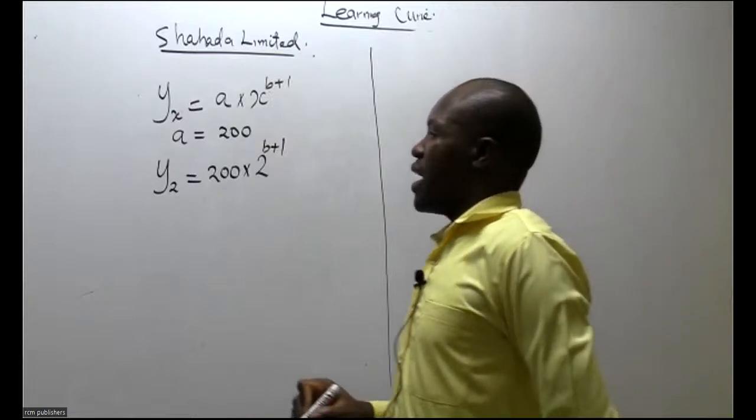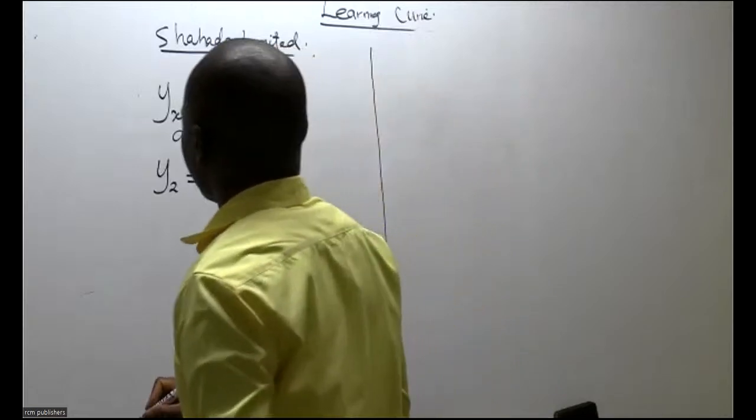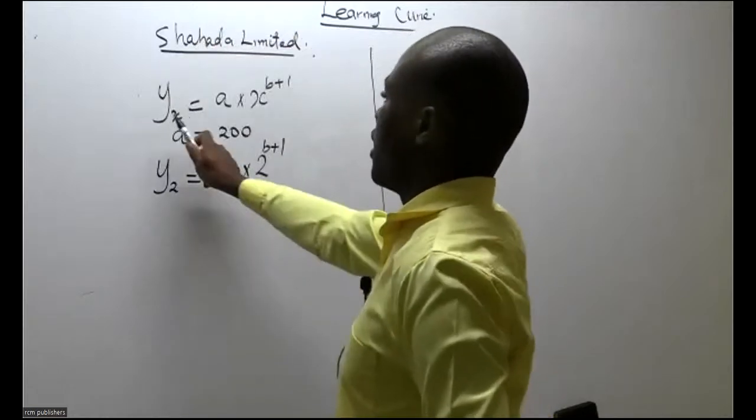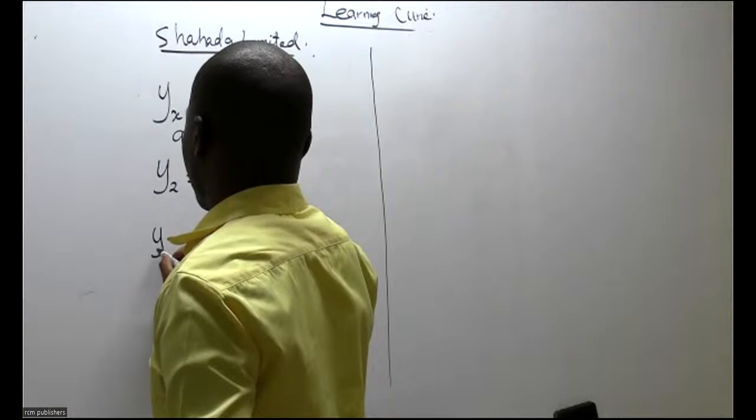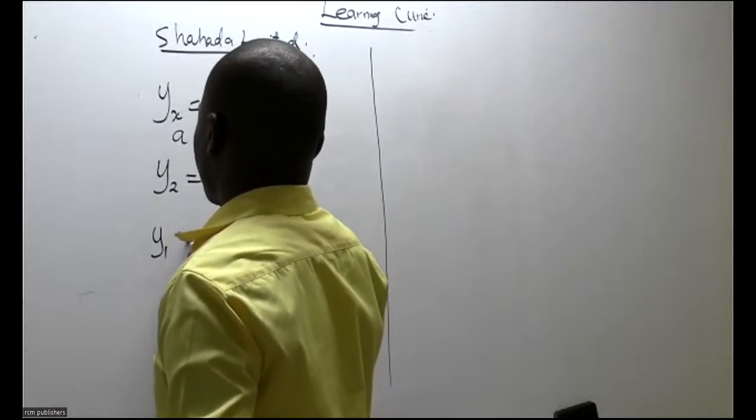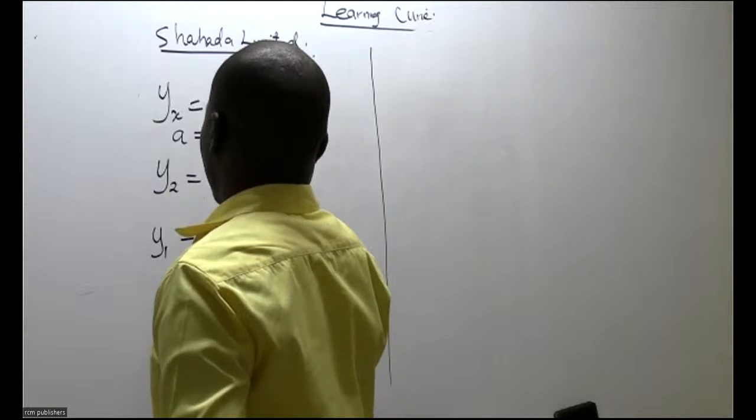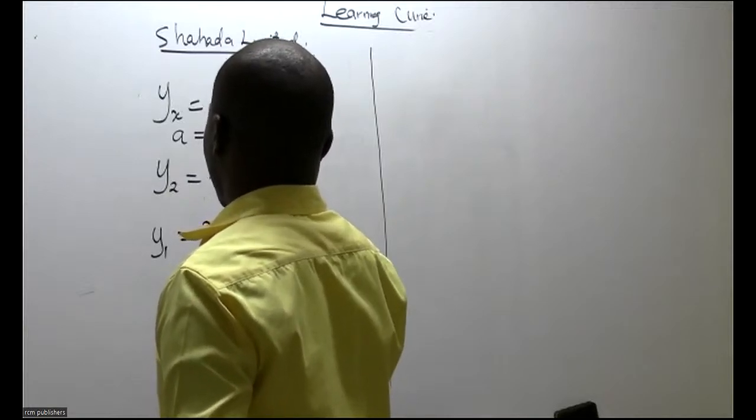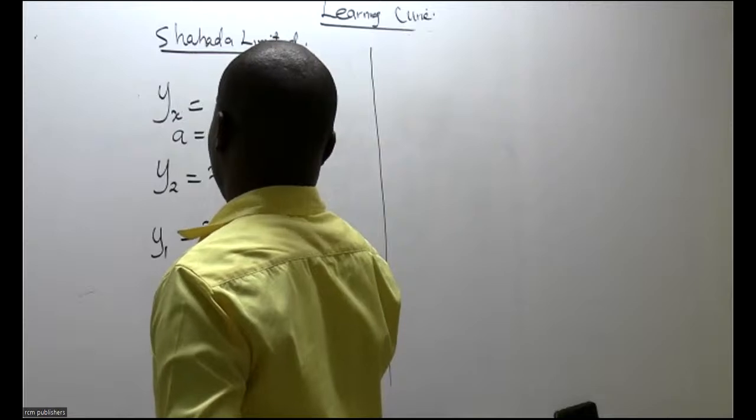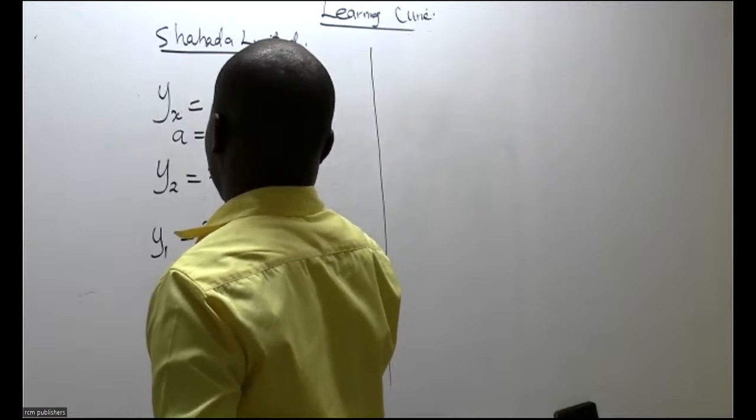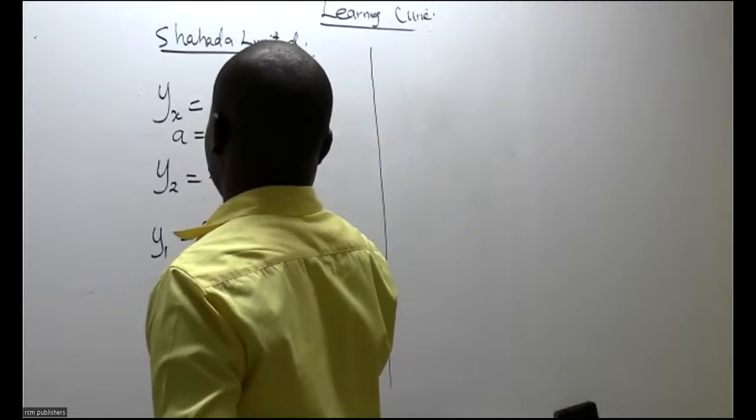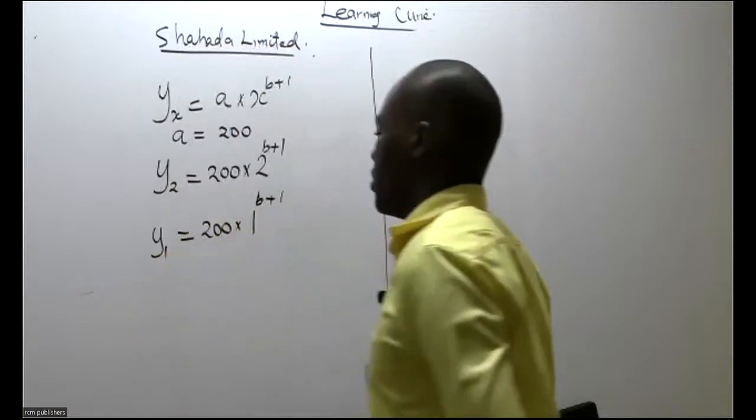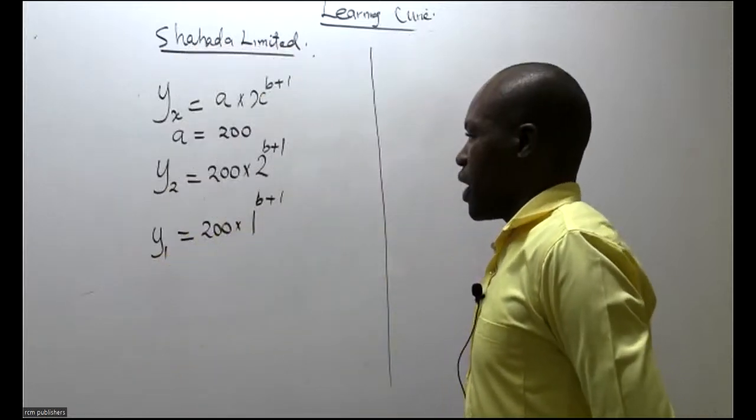So look at the function here. What is our Y? I want to ask you a simple question. Y, when X is 1, is basically equivalent to A, the time to produce the first unit, multiplied by 1, raised to the power B plus 1. So that is what we have.